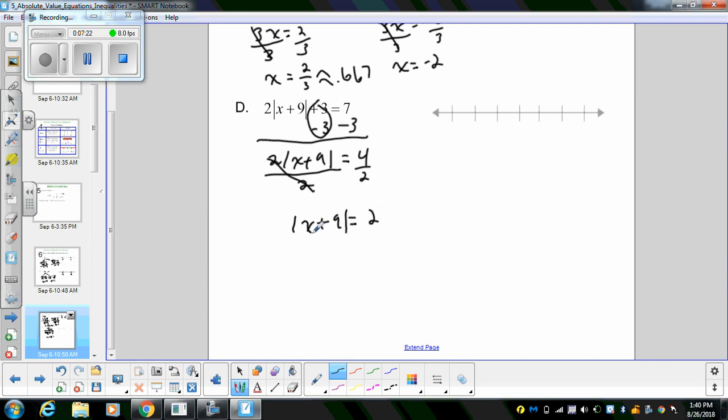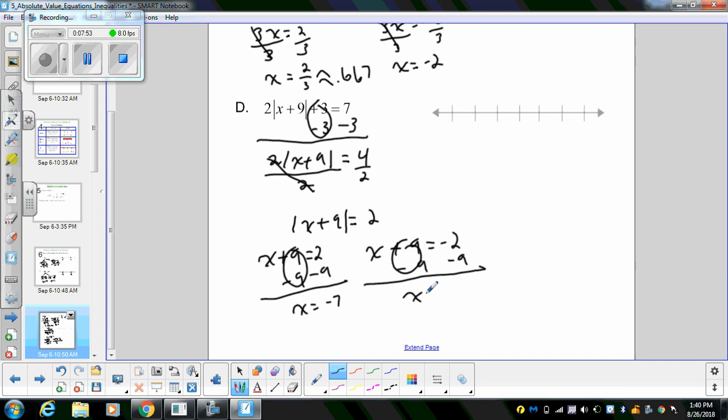Once the absolute value is isolated, you can then form your two equations. So the inside didn't change, so it's x plus 9 equals 2. And then you just change the sign of the right number, so x plus 9 equals negative 2. And then solve for each one. So all I got is a constant, so I'm just going to subtract 9. So I get x is equal to negative 7. Subtract 9 over here. And I get x equals negative 11.